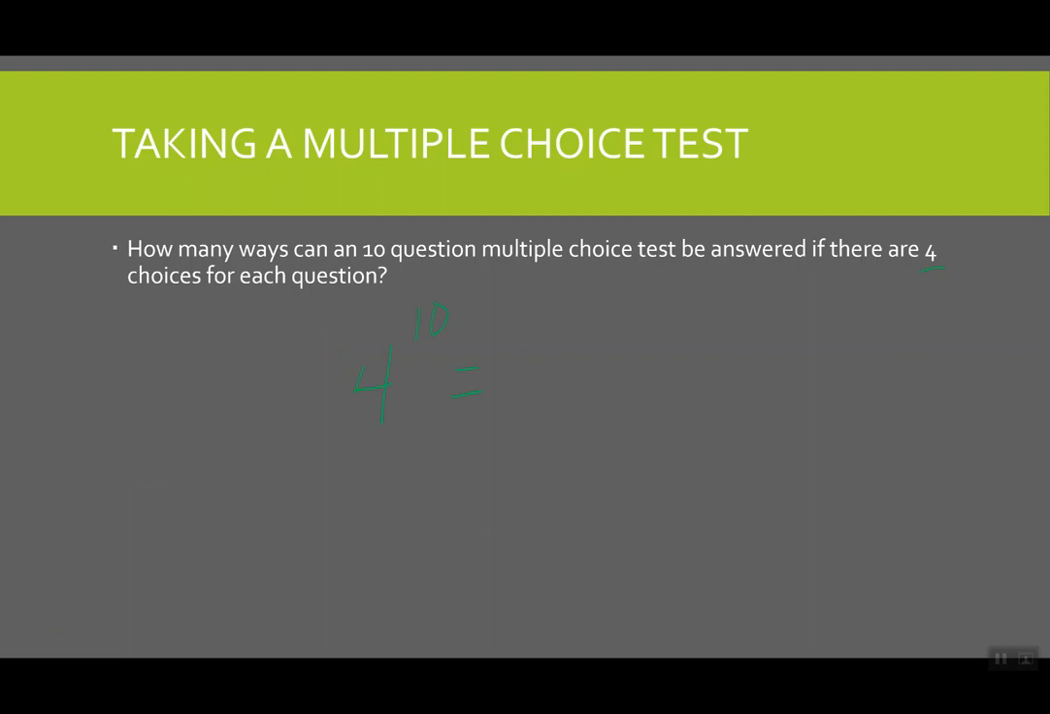Putting that in my calculator, here's what I get. And again, remember, I like to put in my commas. So this is 1,048,576 different ways to answer this test.